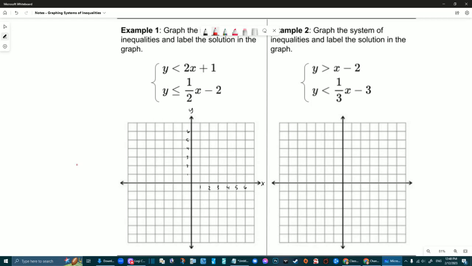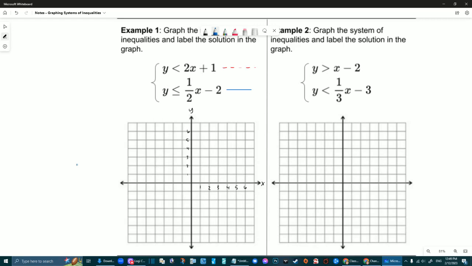The other thing I want to do before I start graphing is decide which ones are dotted lines and which ones are solid lines. Looking at the first inequality, y is less than 2x plus 1. Because there's no equal sign there, this one's going to be a dotted line. When I look at the second inequality, y is less than or equal to 1/2 x minus 2. Because of that equal sign, this one's going to be solid.